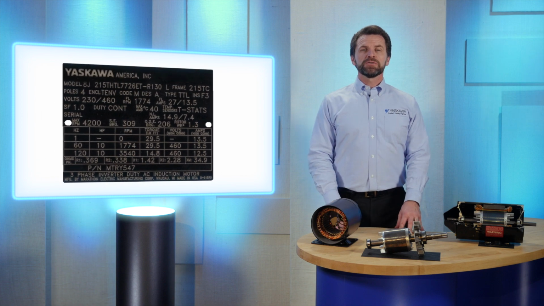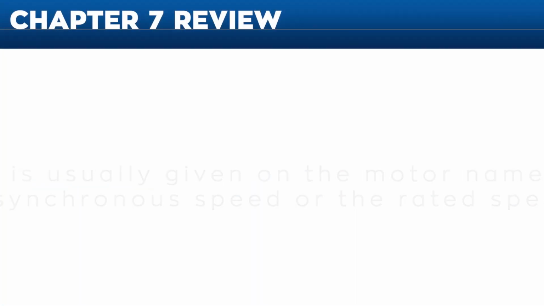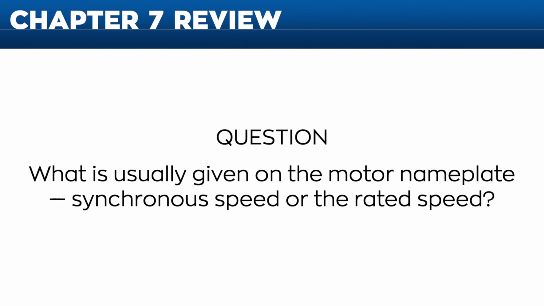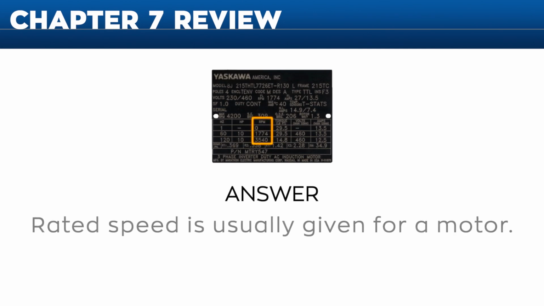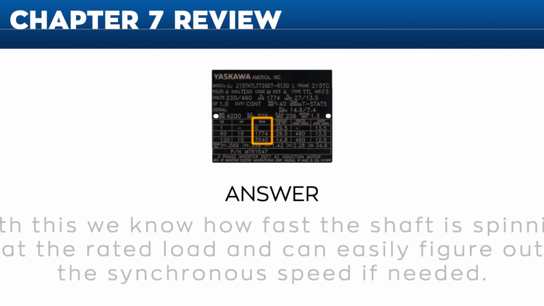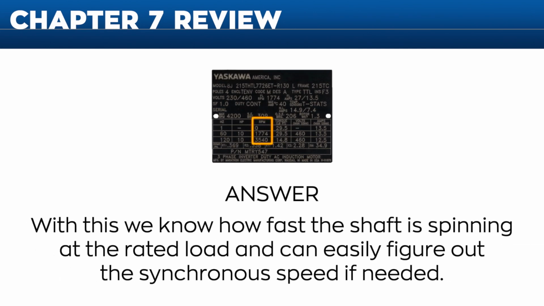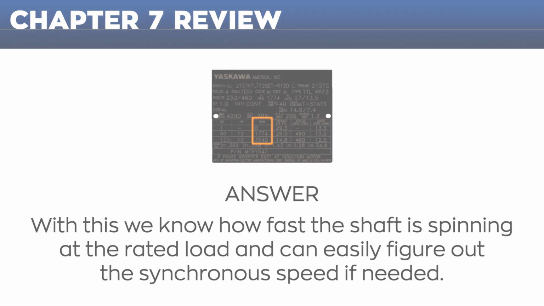Now it's time for a question on nameplates. What is usually given on the motor nameplate, synchronous speed or the rated speed? Rated speed is usually given for a motor. With this, we know how fast the shaft is spinning at the rated load and can easily figure out the synchronous speed if needed.